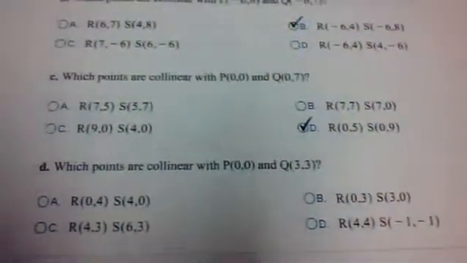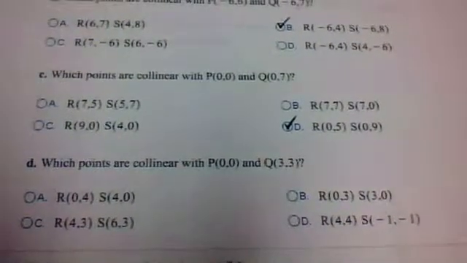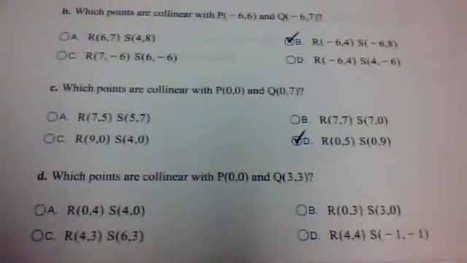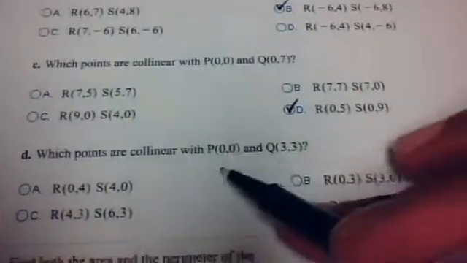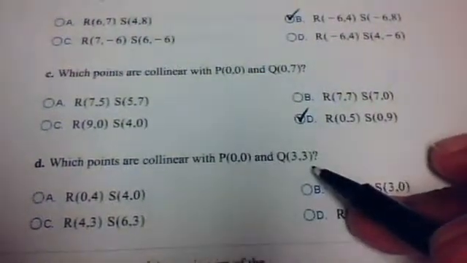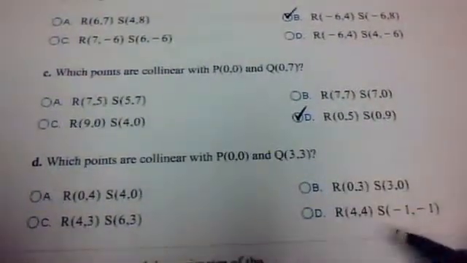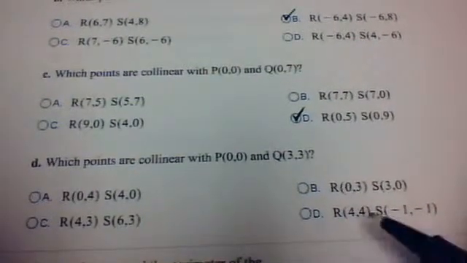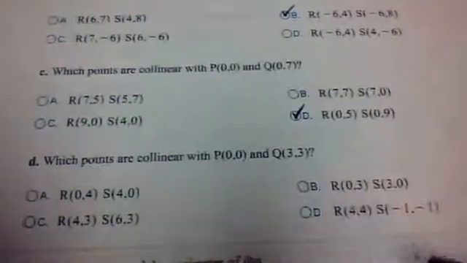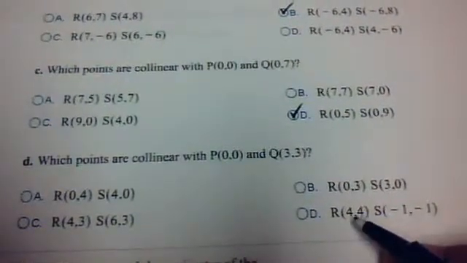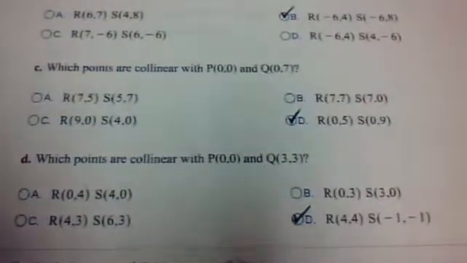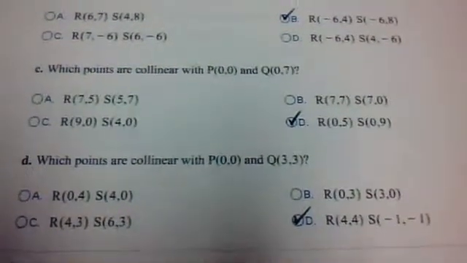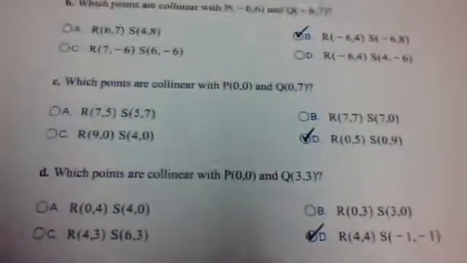Now part D is a little bit tricky, because you want to find which points are collinear with P, which is 0, 0, and Q, which is 3, 3. Notice the x and the y coordinates are the same. We want to pick the ordered pairs that have both the x and the y coordinate the same. Okay, 0, 0, 3, 3. So here is D, 4, 4, negative 1, negative 1, for R and S respectively. So D would be those points that would be collinear with P and Q.